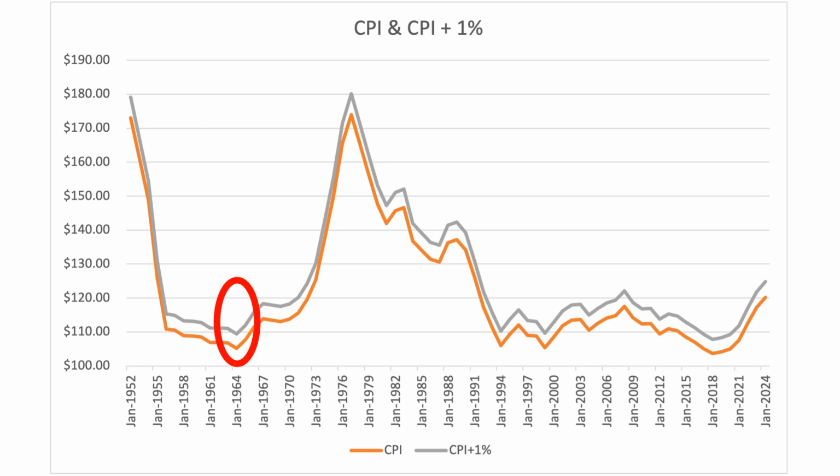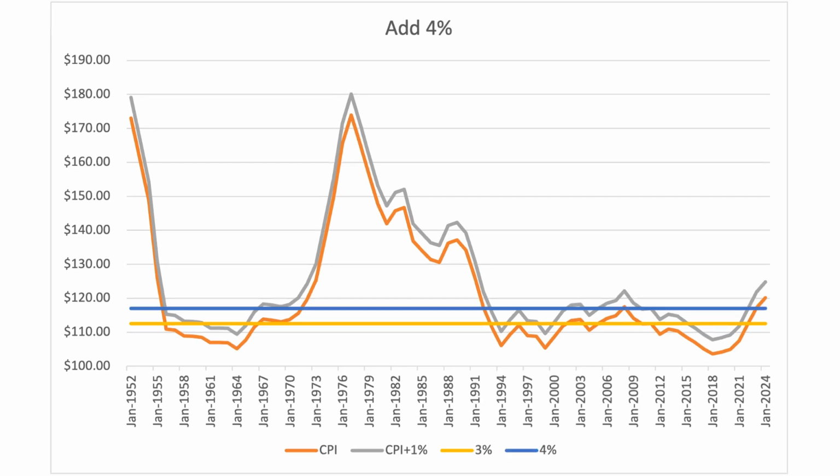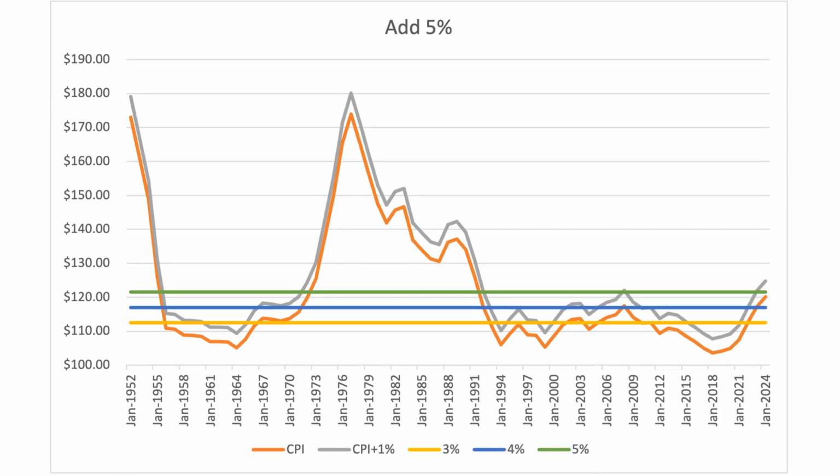Looking at 1964, under CPI plus 1% reviews, a tenant paying $100 when the lease started in 1959 would be paying approximately $110 at the end of their lease, and so on. Next, I overlaid fixed increases. A 3% annual rent review produces a rent of $112.55 at the end of any 5-year period. A 4% rent review results in $116.99, and a 5% review results in $121.55.